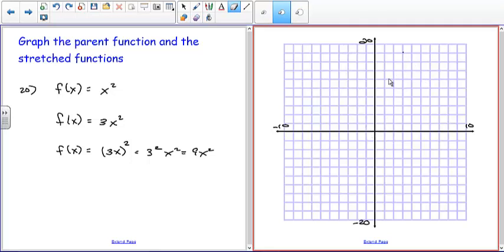I was trying to get more stuff to fit in here. So you go over 1, and so this is 2, 4, 6, 8, 10, 12, 14, 16, 18. Okay, so you go over 1, up 1, over 2, up 4, over 3, up 9, over 4, up 16. Then we can do the symmetric parts here, like that. Okay, now we can sketch it in here.